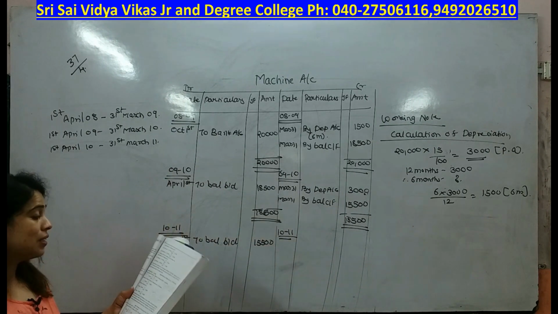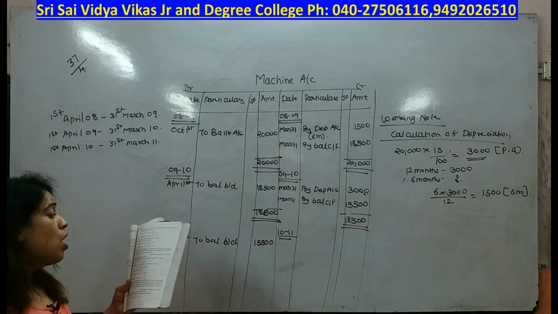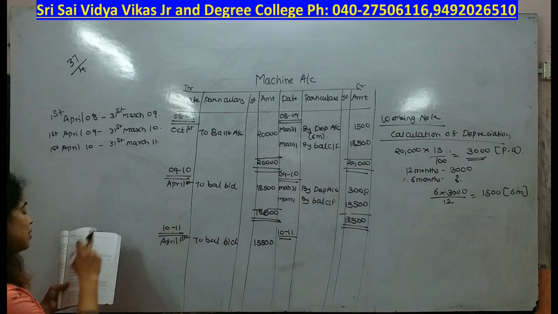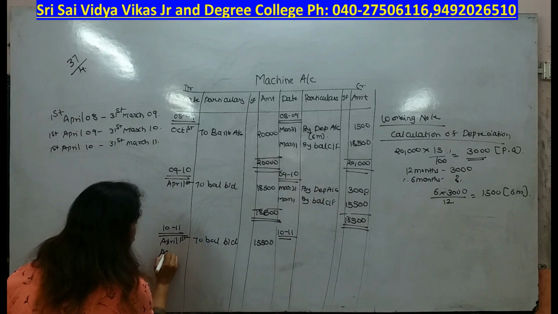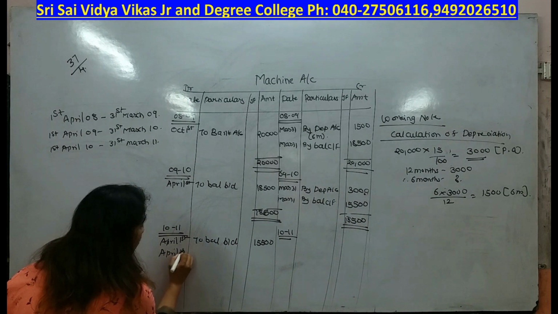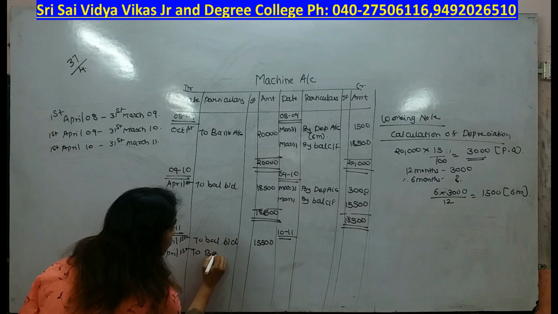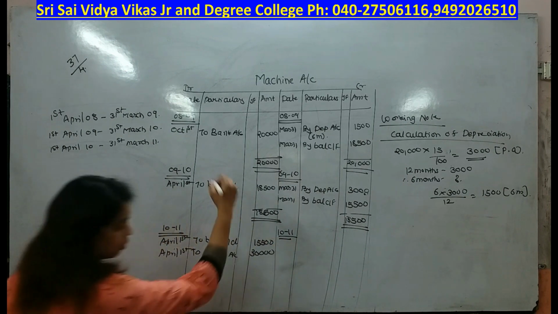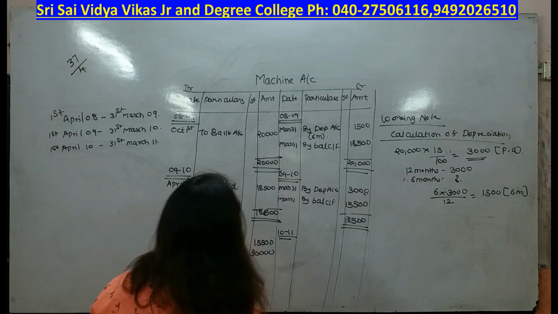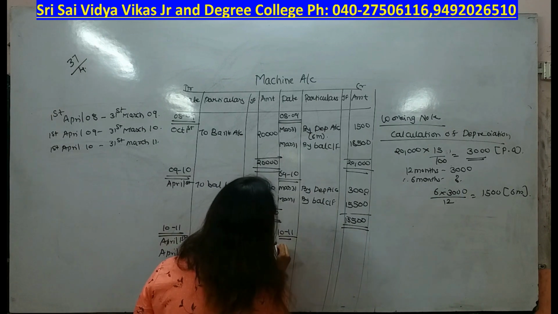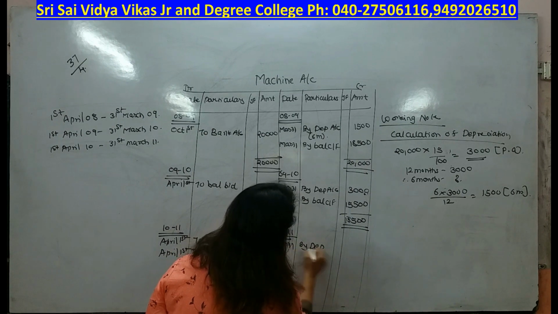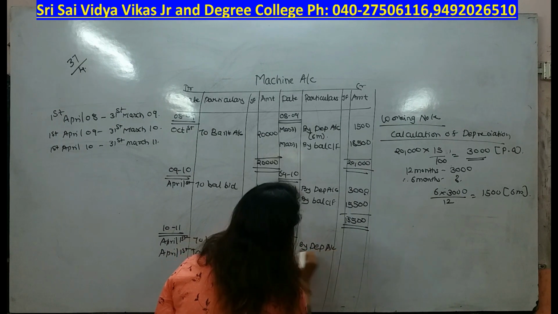Now students, pay attention, we have marked the item. Another machine was bought on 1st April 2010 for rupees 30,000. So in this year we are purchasing a machine for how much? We are purchasing a machine for 30,000 rupees, right? Now on the last day of the year, what is the last day of the year? March 31st. On this day we need to calculate depreciation.